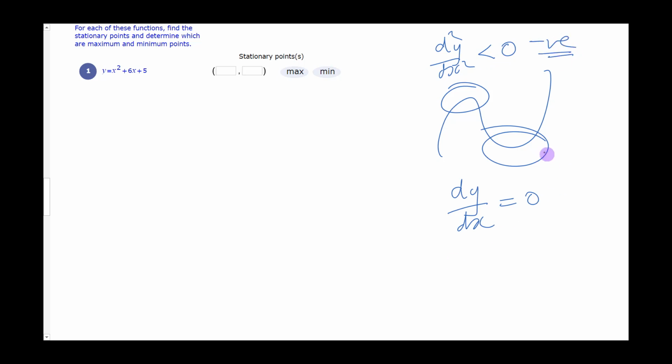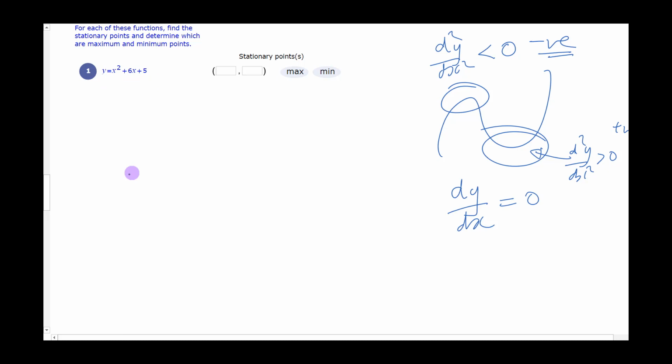Okay, and for minimums, the second derivative is greater than 0, i.e. positive. Now these seem to be contrary to what you might think. Maximum, the second derivative is negative. Minimums, the second derivative is positive. So that's all the facts you need to know to do these questions.